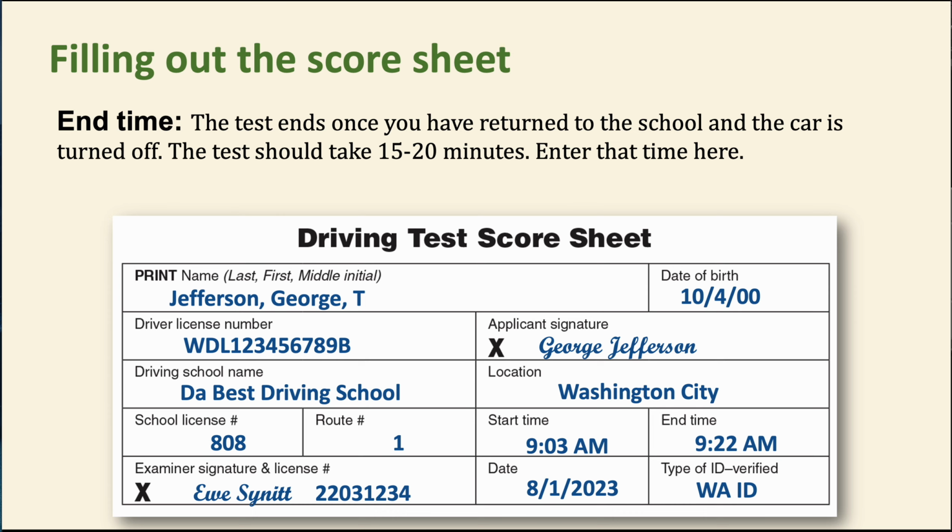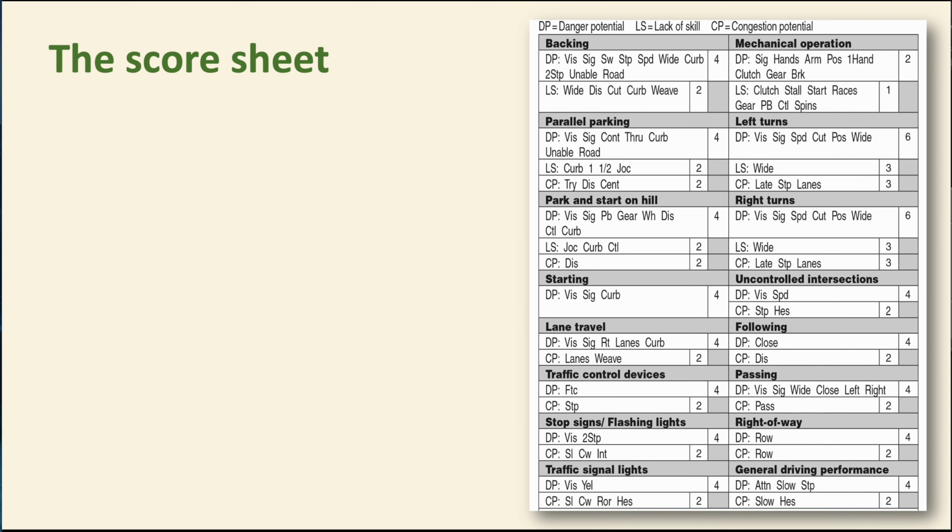The test ends once you return to the school and the car is turned off. Remember to make sure that car is turned off before you take your seatbelt off. The test should take about 15-20 minutes. Enter that time here. All right, you filled out the top successfully.